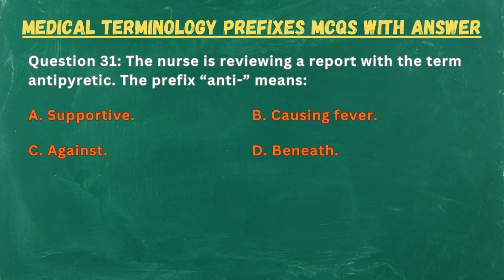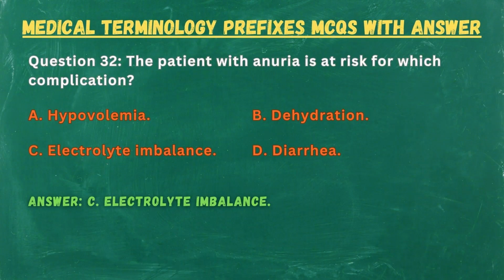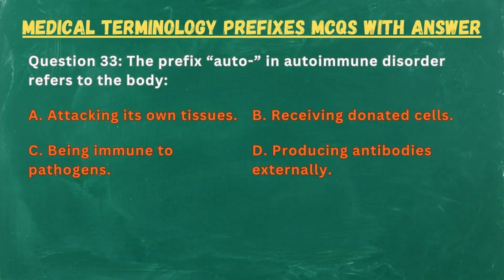Question 31. The nurse is reviewing a report with the term antipyretic. The prefix anti- means: A. Supportive. B. Causing fever. C. Against. D. Beneath. Answer: C. Against. Question 32. The patient with anuria is at risk for which complication? A. Hypovolemia. B. Dehydration. C. Electrolyte imbalance. D. Diarrhea. Answer: C. Electrolyte imbalance.